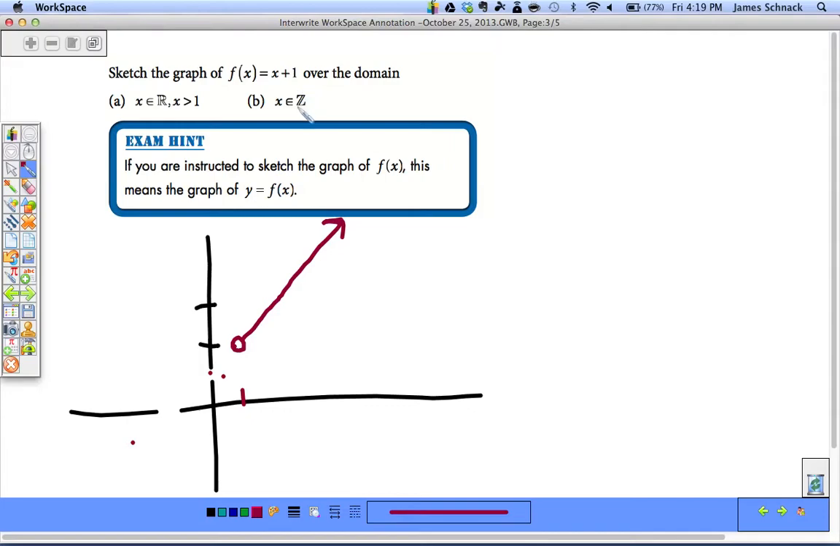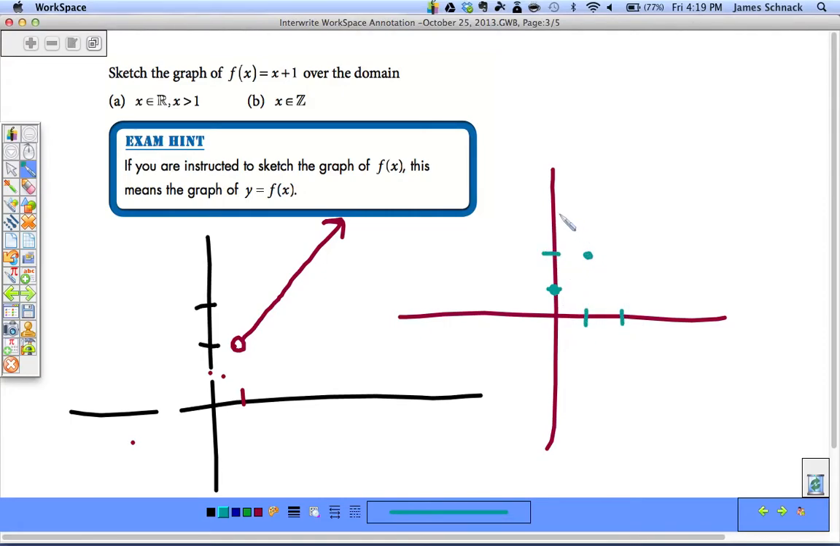Sketch the graph of it over the domain where x is an element of the integers. So here we go at the integers. When x is 0, y is 1. When x is 1, y would be 2. When x is 2, y would be 3. And our graph looks like this. We do not connect the points because the points in between come from fractional values of x, not from x's that are an element of the integers. This Z stands for the set of integers. This R stands for the set of real numbers.